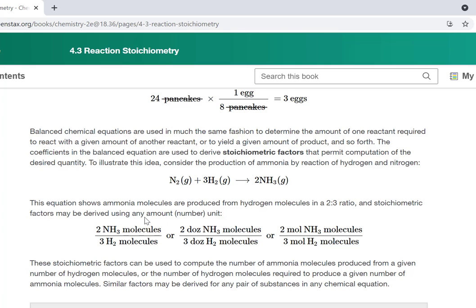But then if we increase that amount, it increases the same for each. So if we have 2 dozen molecules of NH3, we would have 3 dozen molecules of H2. And then, of course, what we're doing is scaling up to the mole concept. So 2 moles of NH3, 3 moles of H2. This is how we will typically relate them, with the mole concept, and then we will convert from that to whatever else we need as necessary.